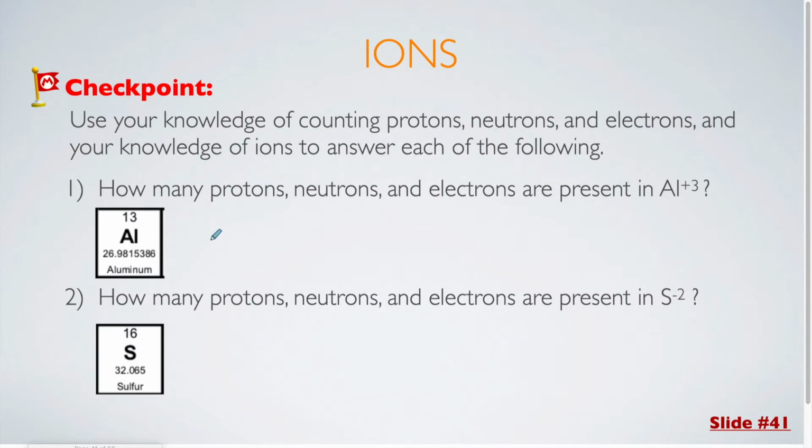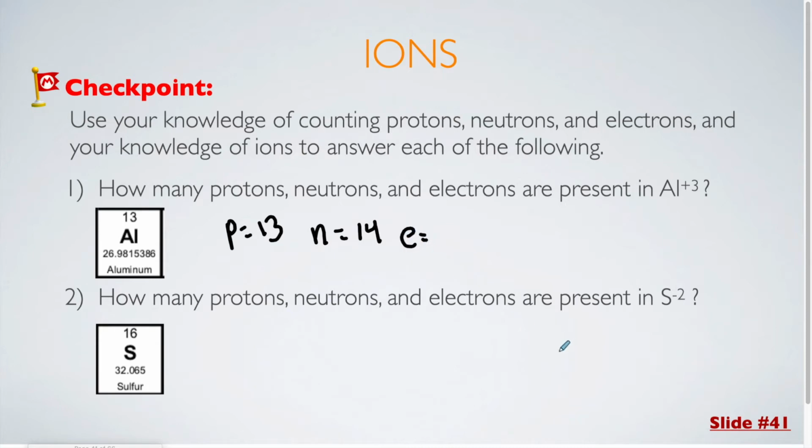For our first checkpoint, we are going to find the number of protons, neutrons, and electrons present in Al+3. Even though this is aluminum +3, protons are going to be 13 because the atomic number defines the element, and the number of protons is never going to change. So this +3 only affects the electrons and nothing else. For the neutrons, we are going to round our average atomic mass to 27, and subtract 13 from that. So we're going to have 14 neutrons.